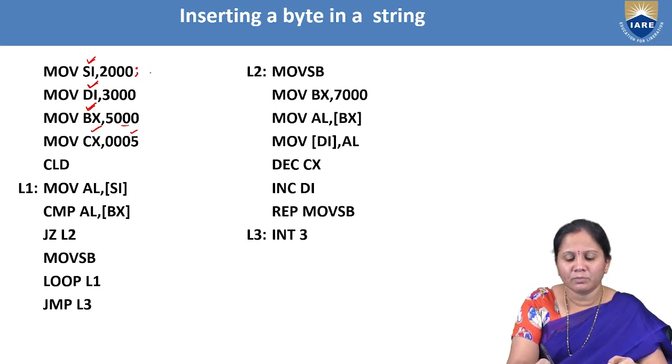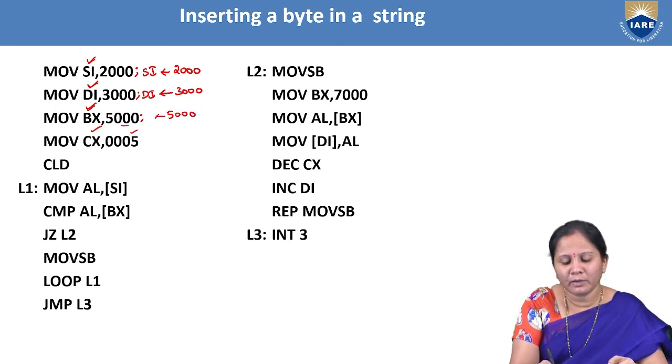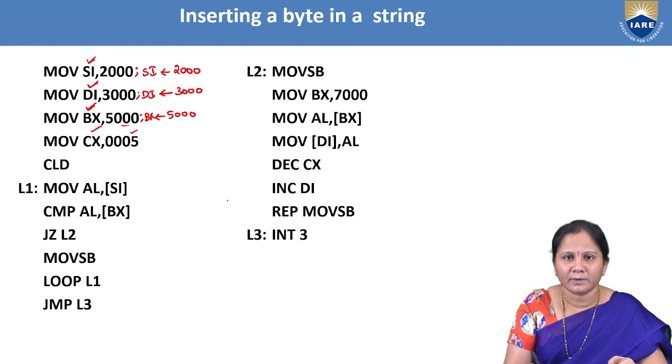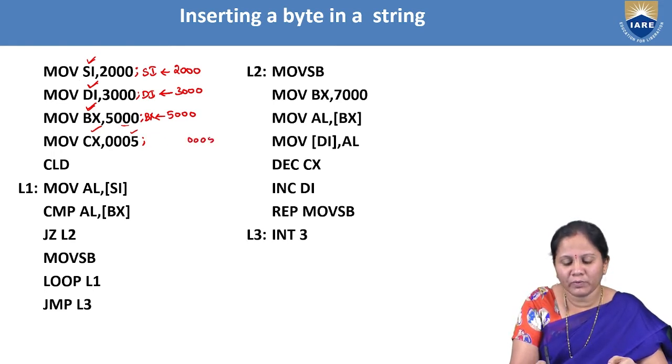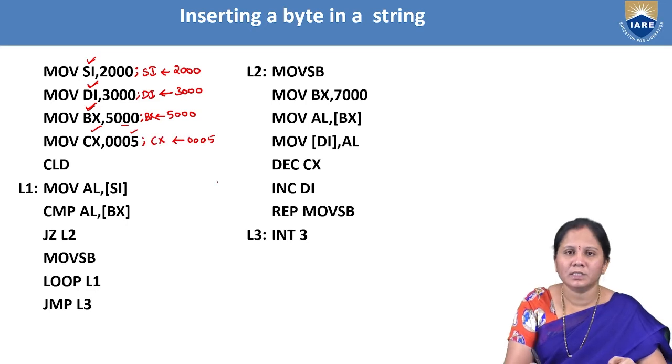So for this, move SI, 2000 means the value 2000 will be moved into SI register. And move DI, 3000 means the value 3000 will be moved into DI register. And next one is move BX, 5000, the value 5000 will be moved into BX register. And next move CX, 0005. So it represents this 0005 value will be moved into CX register. That means the counter is initialized to 5.